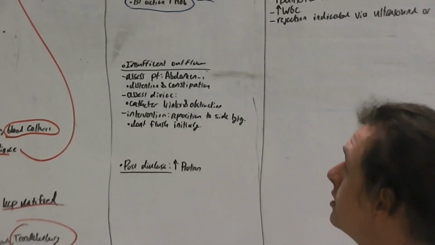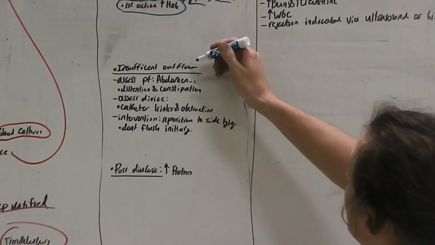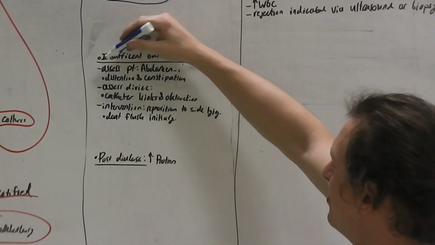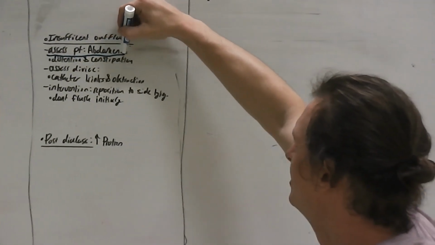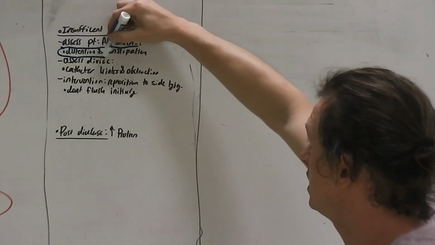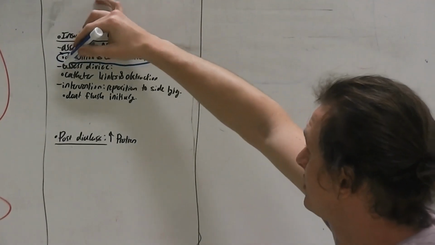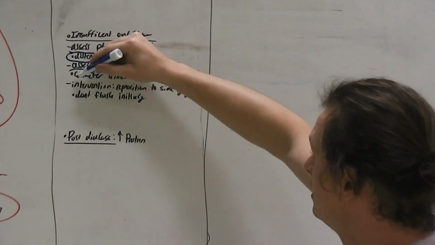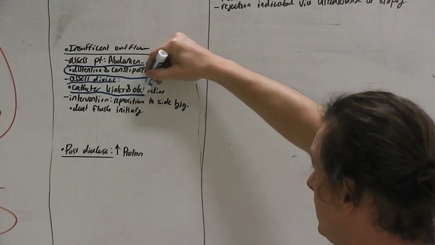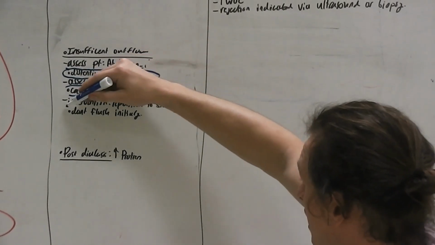Now we're going into insufficient outflow. This is what the book said. If we have insufficient outflow with peritoneal dialysis, we need to assess the patient's abdomen. We need to assess this abdomen for distension and constipation. We also need to look at the access device. The catheter may have kinks or it may be obstructed.